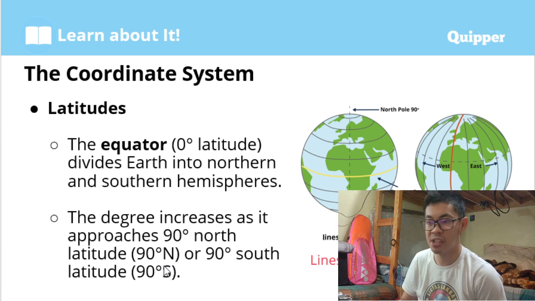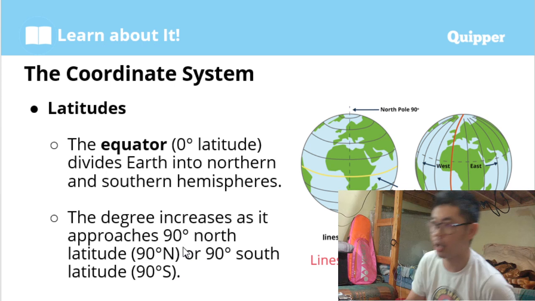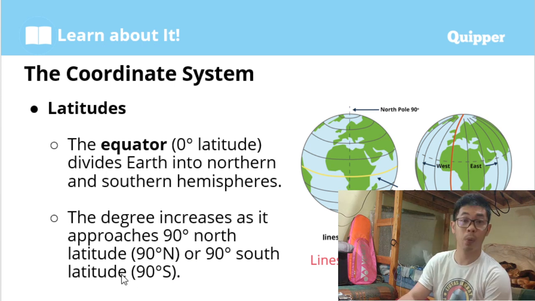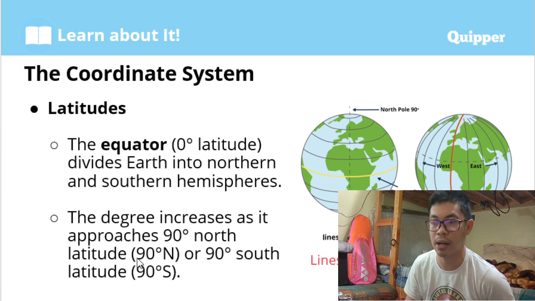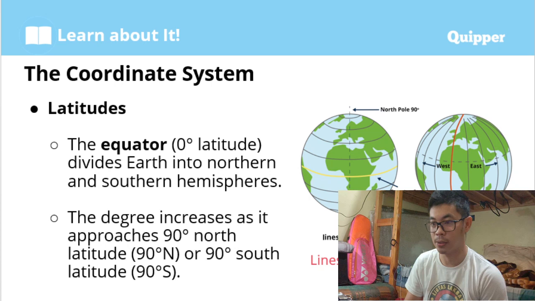So you still remember this one in your physics. Whenever we use vector quantities, for us to be able to put your final answers with vector quantities, it's the magnitude plus your direction. All right. So yan po yung latitude, right?